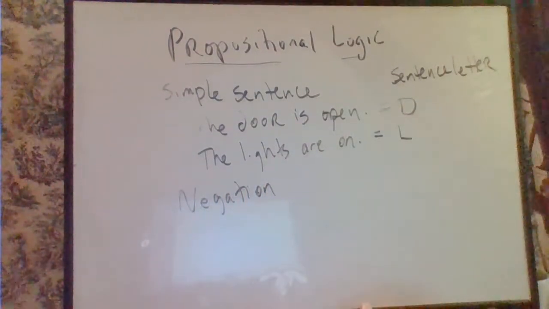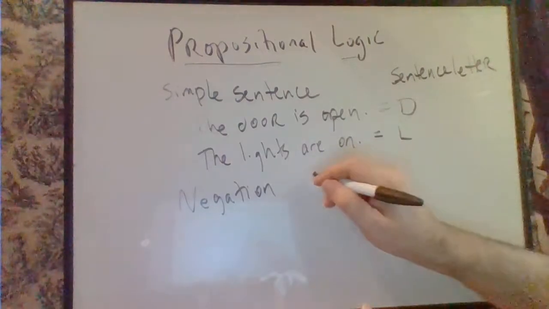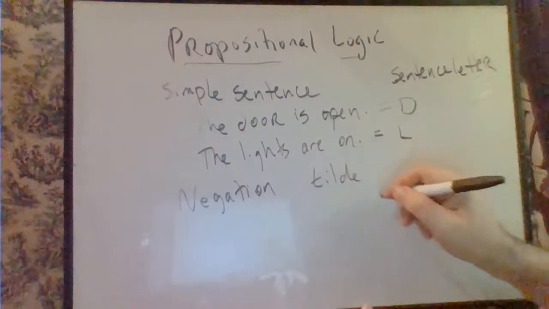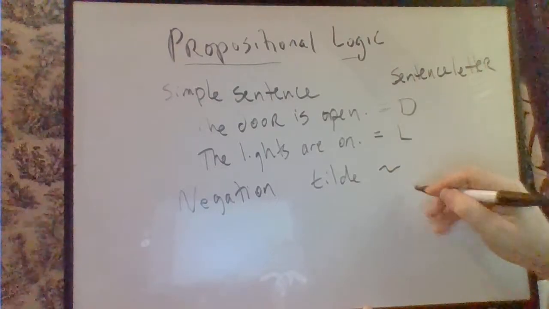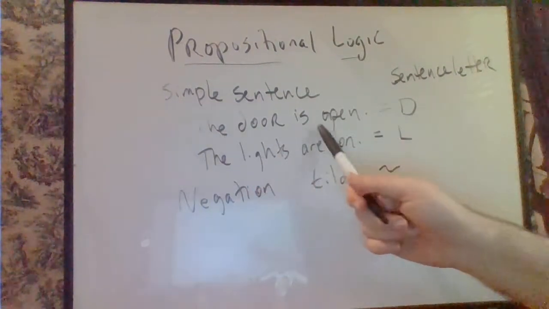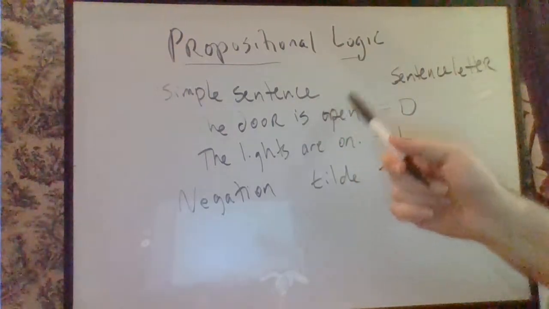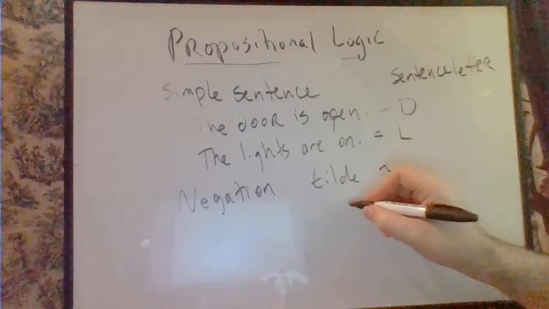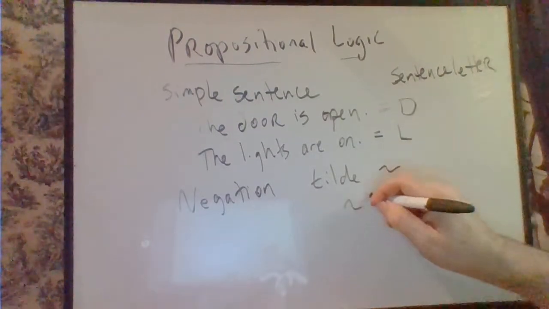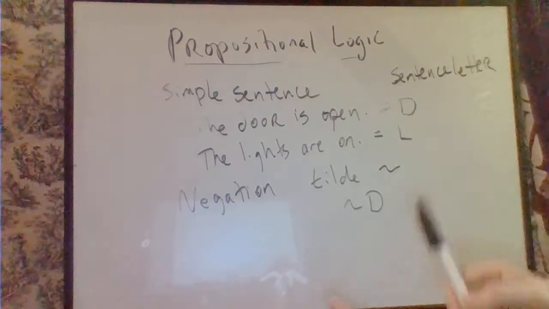Negation is when you want to deny a claim. You want to say something is not the case. The symbol that's used is called a tilde. It's like a little squiggly line that is put in front of the letter, and that negates it. So, for example, we say the door is open, and we said that's D. If I wanted to say the door is not open, if I wanted to deny that claim, I would simply put tilde D. It is not the case that the door is open, so I'm denying it.